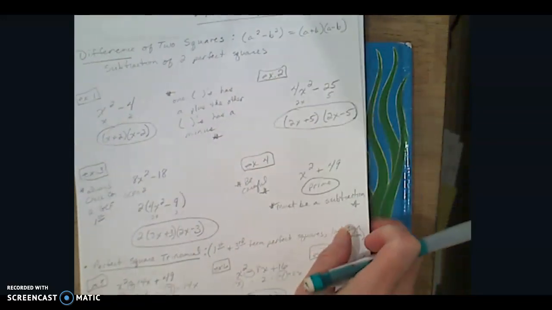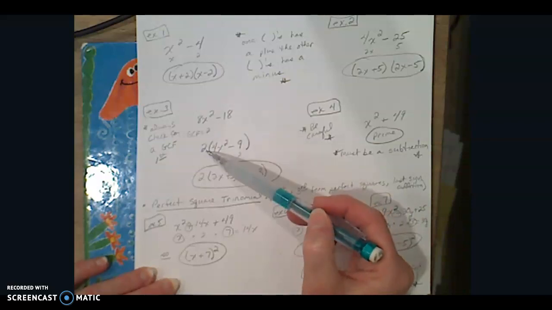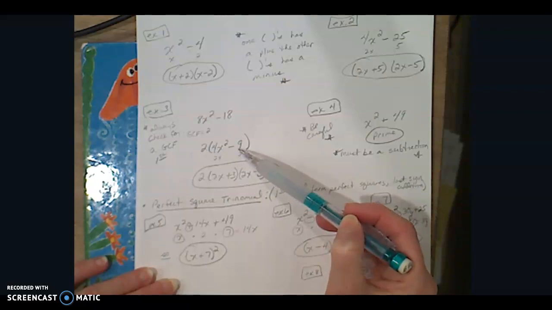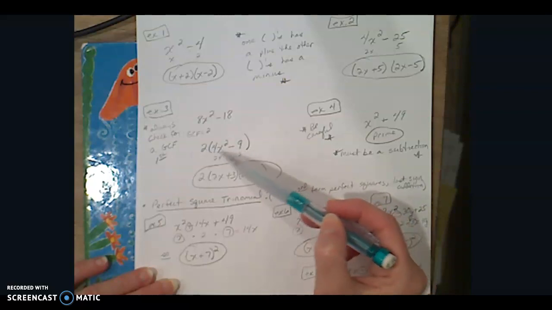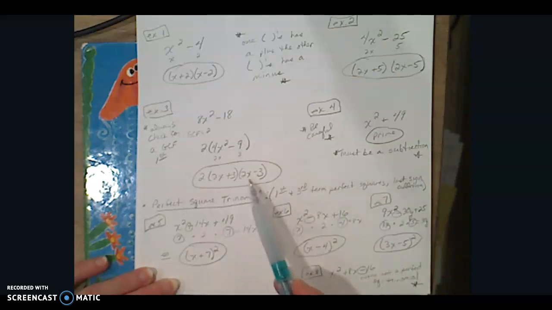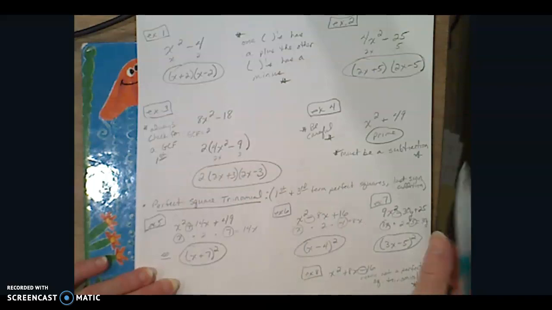Okay. Example 3, I happen to have a GCF here, so I took a 2 out. And then if I look at what I'm left with, it's two terms. It's a minus sign. Square root of 4x squared is 2x. The square root of 9 is 3. So those are going to be my two terms, one a plus, one a minus. And just make sure you bring that GCF down.